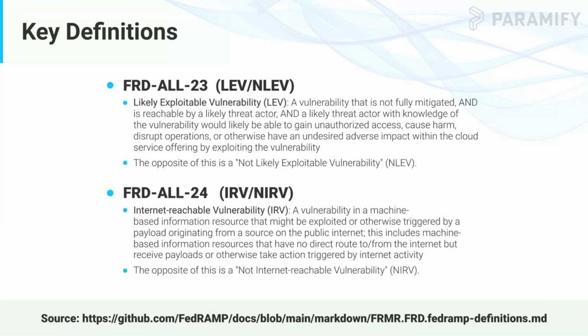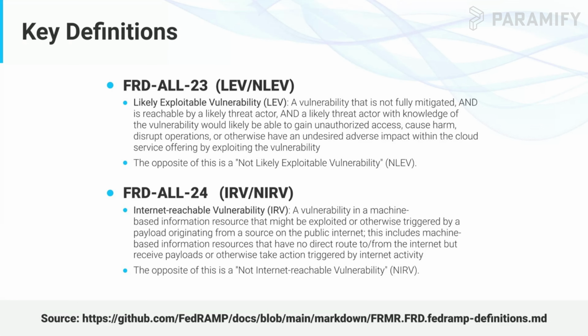Second is internet reachable, IRV, the opposite being not internet reachable. And this is to say, is the vulnerability present on a machine that is reachable by the public internet, or is it not reachable by the public internet? And this is, if it's your public website that anyone on the internet can reach, that is a major risk because anyone could go to the website and exploit the vulnerability.